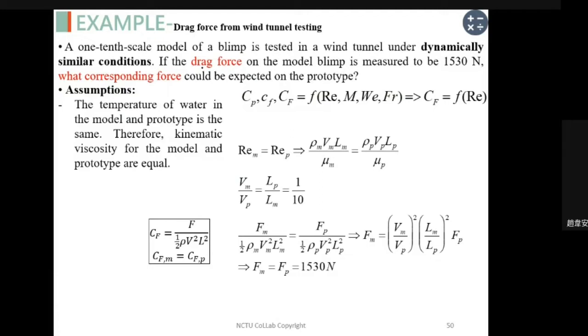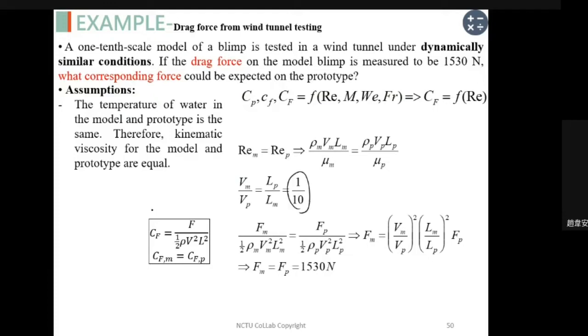In these systems, the drag force on the model frames is measured to be 1,530 newtons. So what corresponding force could be expected on the prototype? Again, we make the Reynolds number balance, and we know the velocity ratio equals the diameter ratio, which here is 10/1.